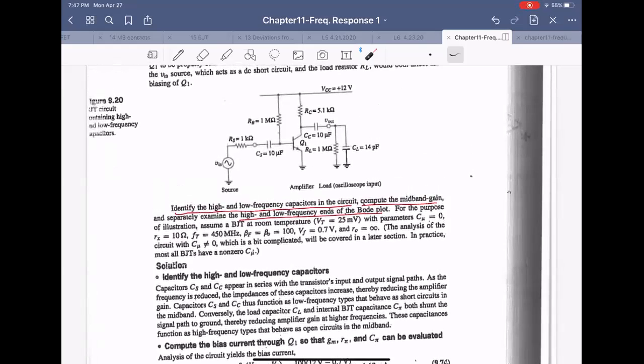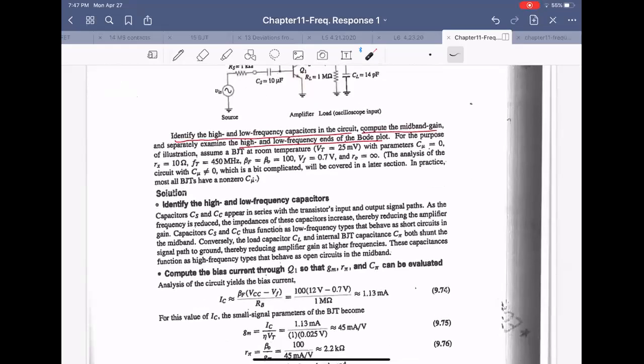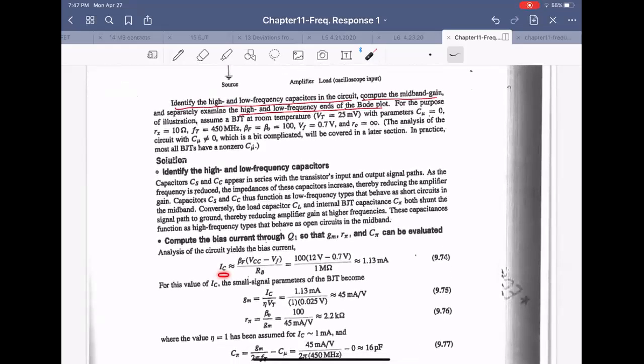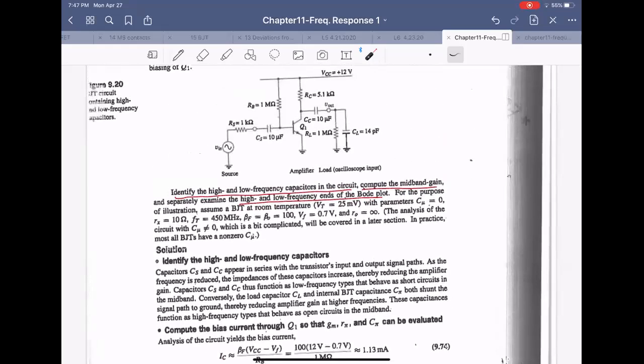To get the voltage gain, we have to know the DC current. What is the collector current? What is the base current? This capacitor C sub S and C sub C block the DC biasing current. So we have to consider only this circuit for collector current and base current.